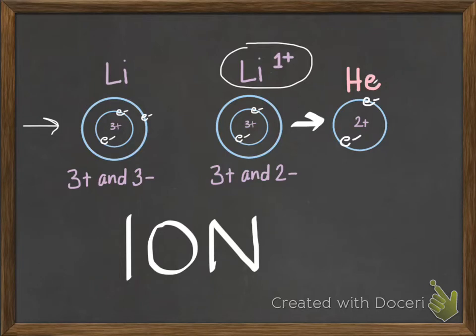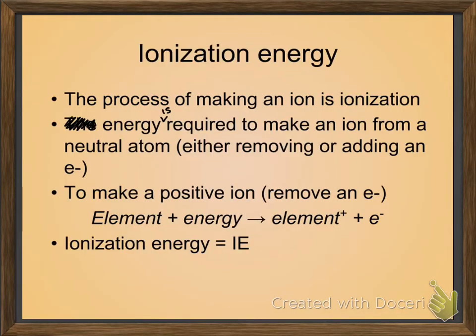Come on. Well, the process of making an ion is called ionization. And please correct the typo in my notes. Energy is required to make an ion from a neutral atom. So remember, we've talked a little bit about how electrons are lazy, atoms are lazy. Everything in the universe wants to take the lowest energy route possible. But energy kind of changes hands whenever we change up an atom. So whether we're going to add an electron or remove an electron, it's going to take energy.